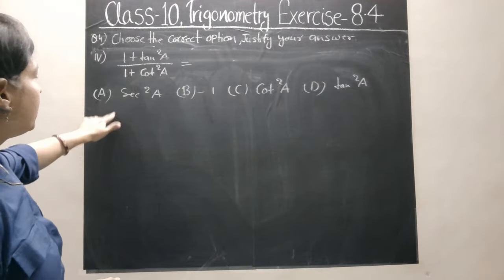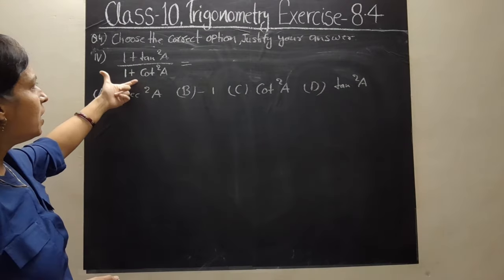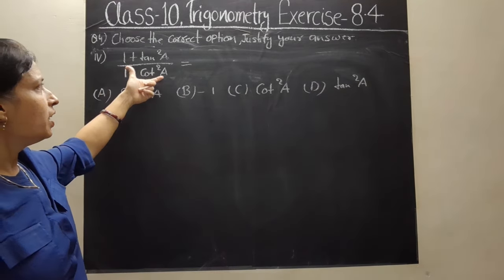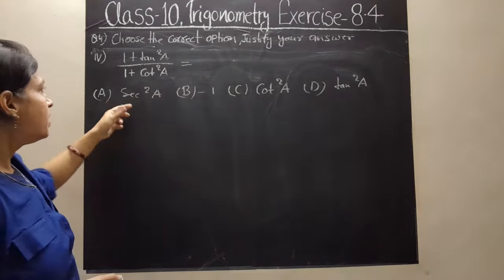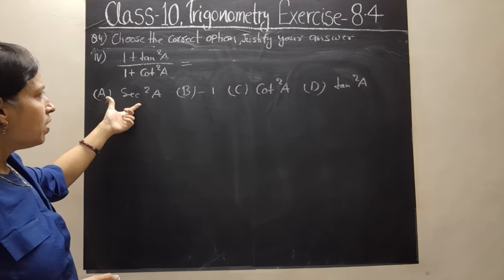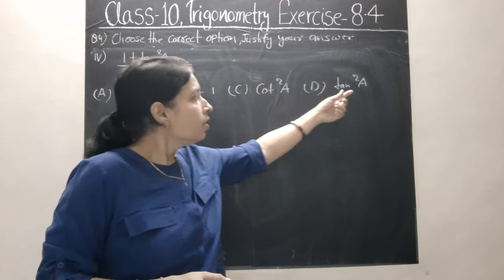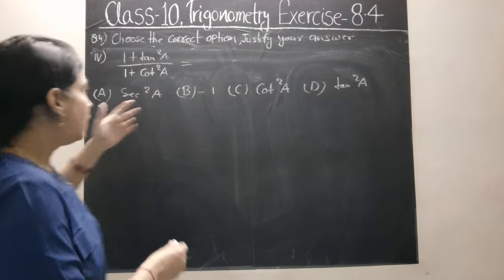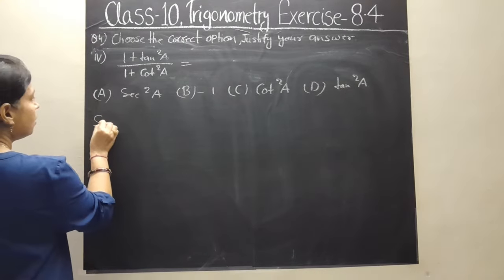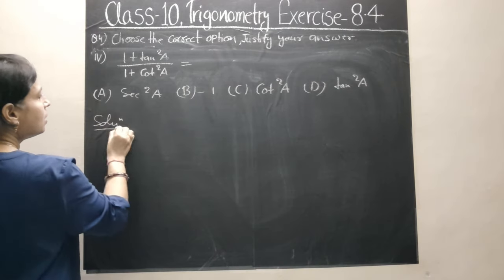So the fourth part is (1 plus tan square A) divided by (1 plus cot square A) is equal to what? The options given are: first, sec square A; second, minus B; third, cot square A; then tan square A. So let us see what is given first. Always write what is given.